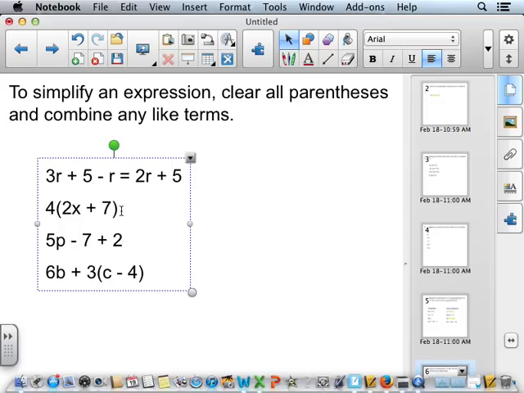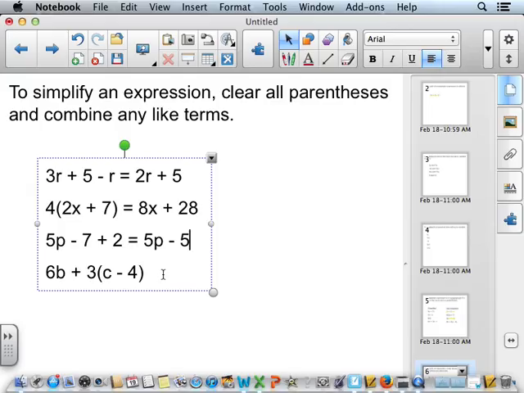Here, I can distribute the 4 and multiply by 2x and 7. 4 times 2x is 8x, and 4 times 7 is 28. So my simplified expression would be 8x plus 28. Here I have like terms of negative 7 and 2. Because negative 7 and 2 combine to make negative 5, my simplified expression will be 5p minus 5.